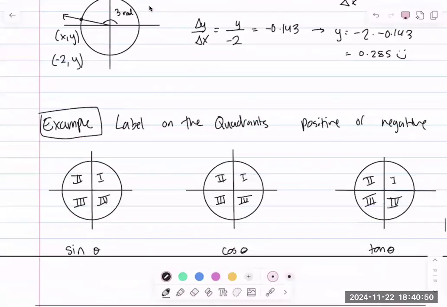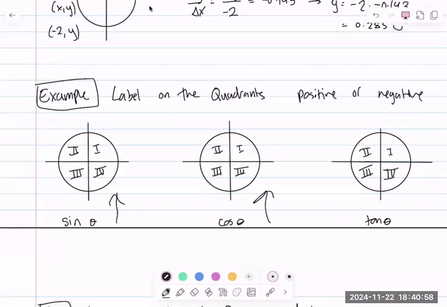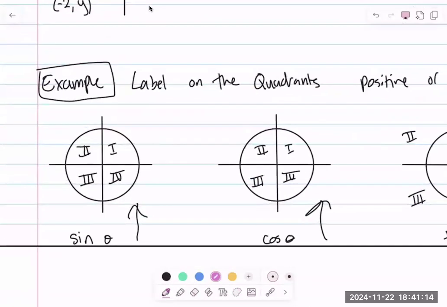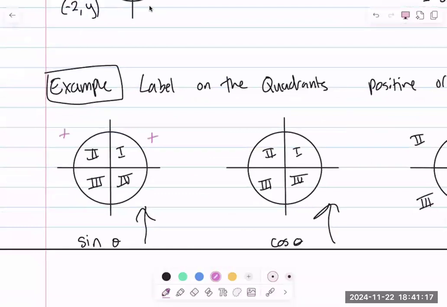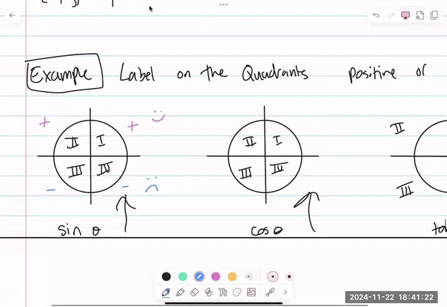All right. As an example, I also want to label on the quadrants whether it's positive or negative. So this first one is for sine, second one is for cosine, and the last one is for tangent. And then I'll show you my trick to doing this. I'm going to move this out here, just so we know that this is quadrant 1, 2, 3, 4. Okay. So for sine, I'm happy whenever I'm above the circle. So it's positive here. And it's going to be sad whenever it's below the circle. It's negative here. Cosine is left, right. So it's sad when it's to the left, happy when it's to the right, positive to the right.